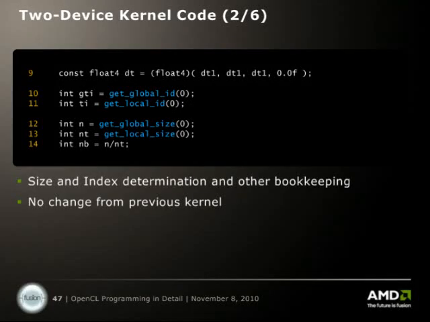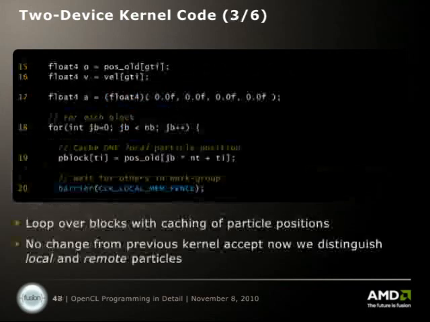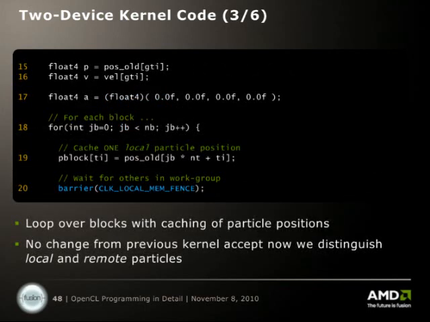As far as this initial bookkeeping up front, there's no change at all in terms of getting the thread ID and the global size, local workgroup size, things like that. There's no change at all there. Also, now we begin the actual physics within the kernel, and again, there's no change in the code. There is a very subtle change, though, in the comment within the code that I would point out.